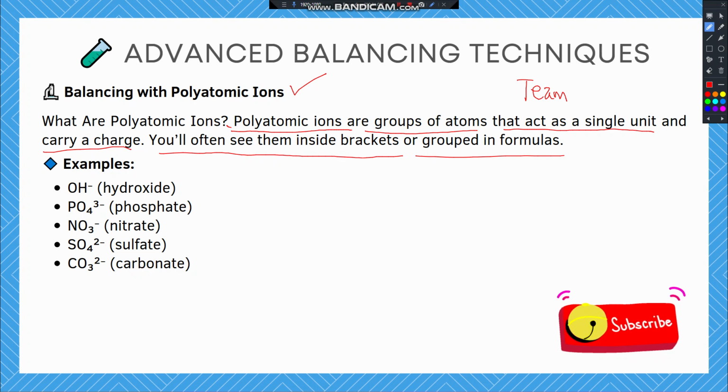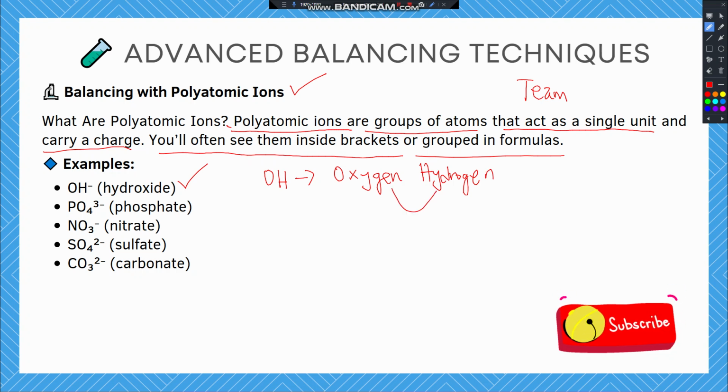The first is the hydroxide ion. The hydroxide ion has the symbol OH, so it combines the elements oxygen and hydrogen. You see oxygen and hydrogen coming together as a single unit called the hydroxide ion, and usually it is contained in a bracket. The next one is the phosphate ion.